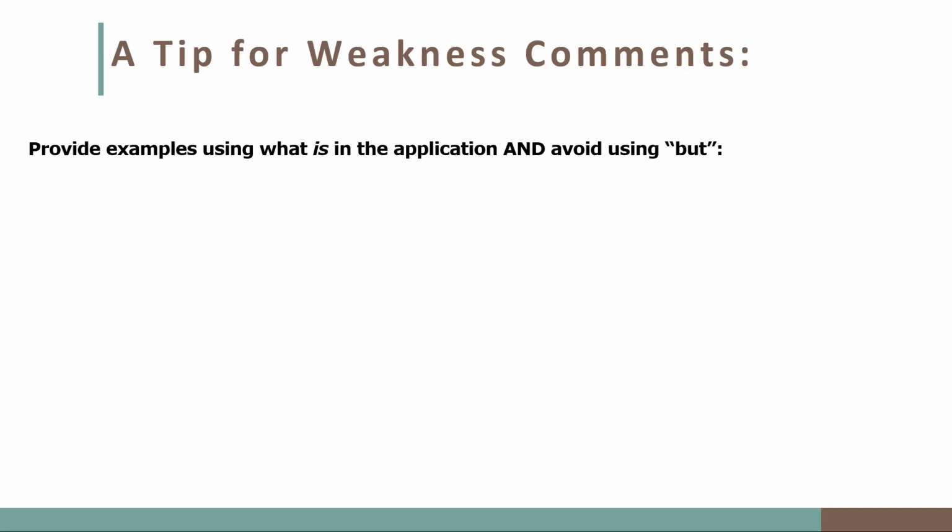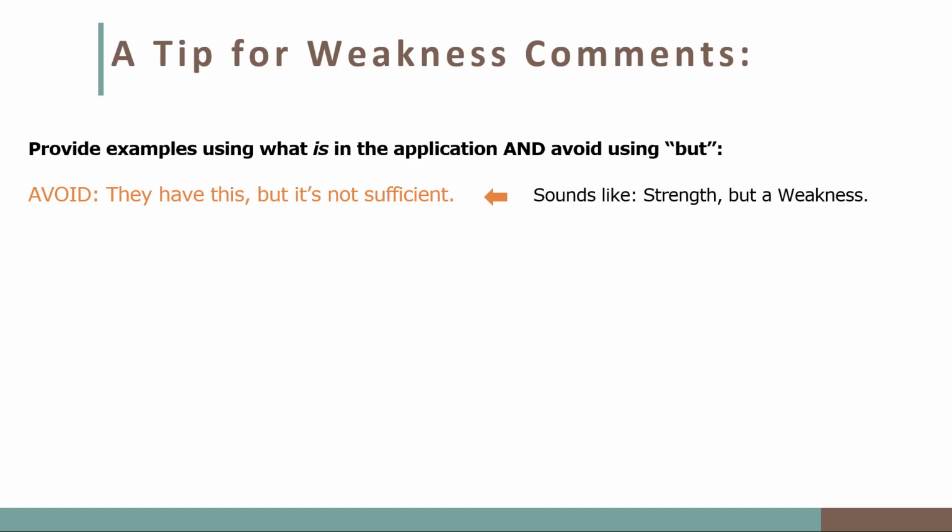Here's another tip to keep in mind when providing an example for your weakness comments and then explaining why that example wasn't strong enough to earn full points. You must ensure that your weakness comments sound like weaknesses. To do this, you should avoid terms like but or however. When you say, they have this thing, but it's not sufficient, it sounds a lot like, the application has a strength, but surprise, it's a weakness.